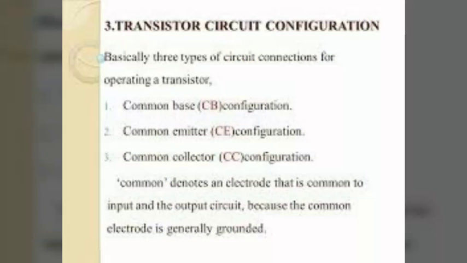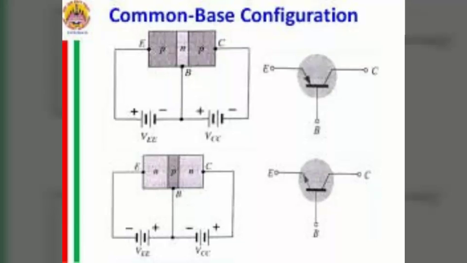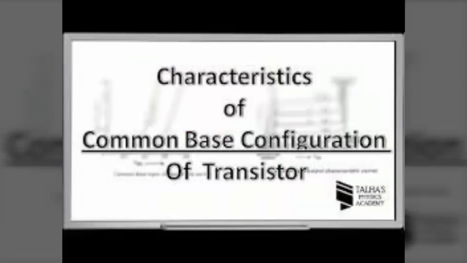Okay, now we will discuss connections of the transistor. There are three types of connection: common base connection, common emitter connection, and common collector connection. But common base connection is more important, so we will discuss only common base connection and its characteristics. So first is common base connection. In this circuit arrangement, input is applied between emitter and base, and output is taken from collector and base. Here the base of the transistor is common to both input and output circuits, and hence the name common base connection.